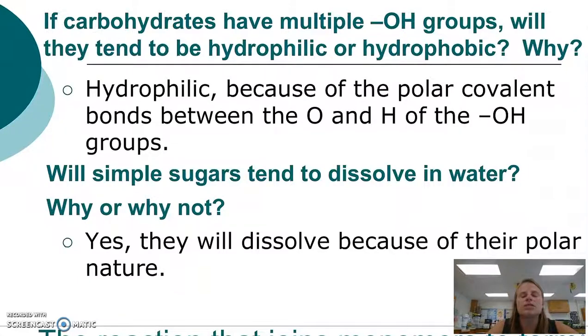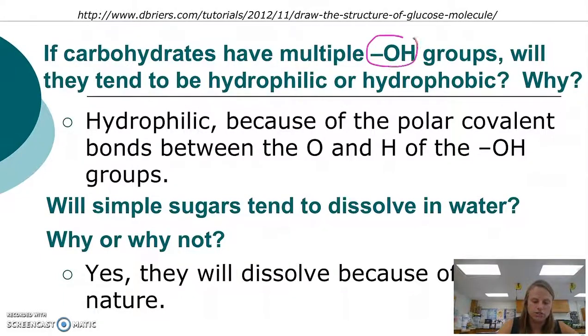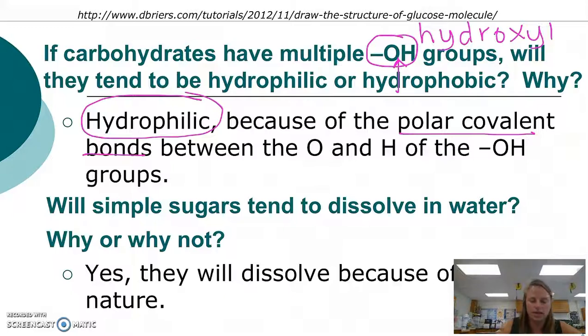So if carbohydrates have multiple hydroxyl groups, remember that's what the OH stands for. OH is a hydroxyl group. Will they be hydrophilic or hydrophobic? Well, we talked about this earlier. Within that OH, there is a polar covalent bond. That means that it is hydrophilic. Because it is hydrophilic, they will dissolve in water. So they're going to aid in the solubility of any organic compound, in this case carbohydrates, that has a hydroxyl group.